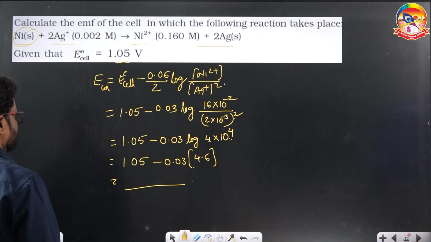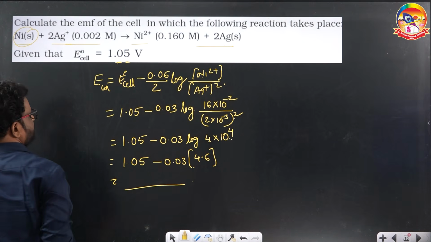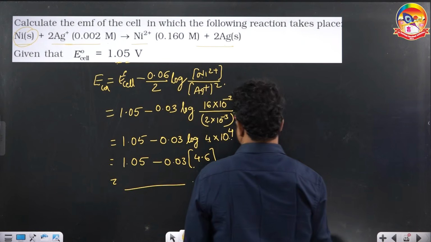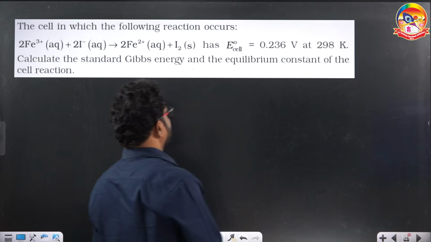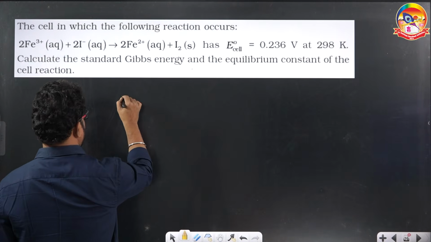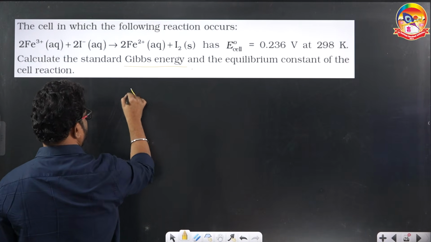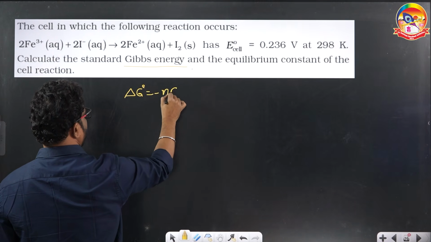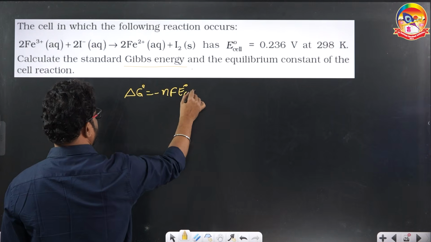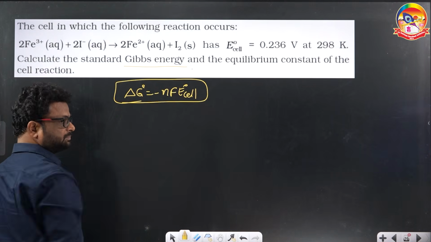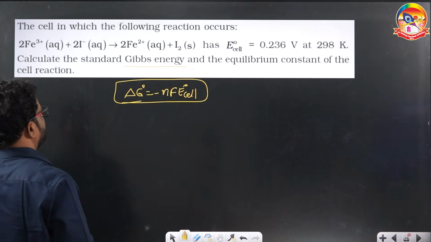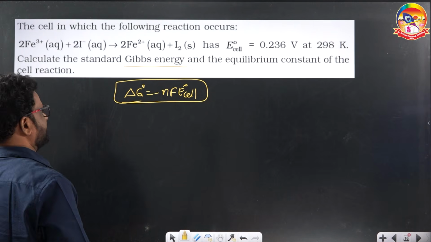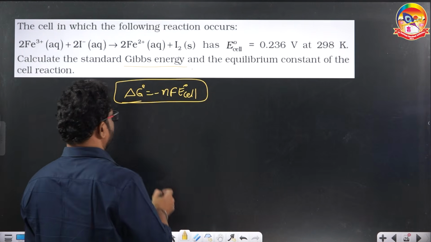Final cell potential under these given concentrations. There is also another application for the Nernst equation. It is to find the equilibrium constant, as well as Gibbs energy change, which can be related to E naught cell. Delta G naught is equal to minus nF E naught cell, an expression that can be used to find delta G naught. In the problem, the cell in which the following reaction occurs is given, E naught is given, calculate standard Gibbs energy and equilibrium constant also.